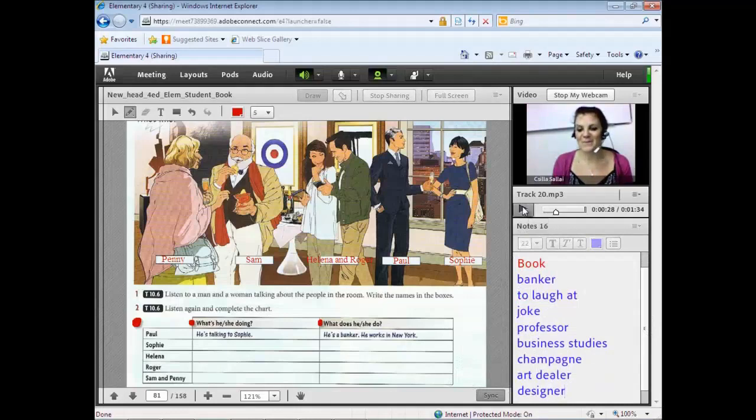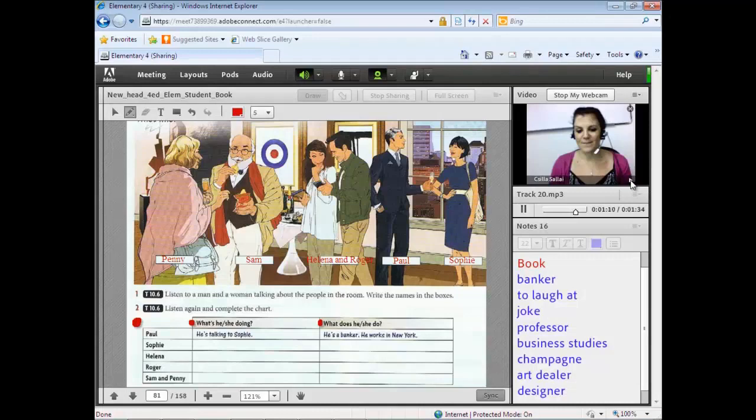Off you go. Oh, so he's Paul. Okay. And that's Sophie next to him. Yes, she's laughing at Paul's jokes. She's lovely. She's a professor at Bristol University. She teaches business studies. And who's that woman on the left? That's Helena. She's drinking champagne. She's a writer. She writes stories for children. They're excellent. A very nice lady. And who's that man she's talking to? Helena's talking to Roger. Roger's eating crisps. He's an interesting man. He's an art dealer. He works for the British Museum. Really? Wow, what a job.